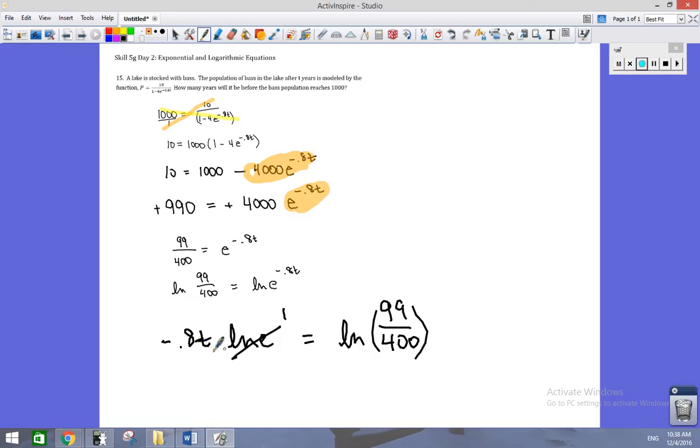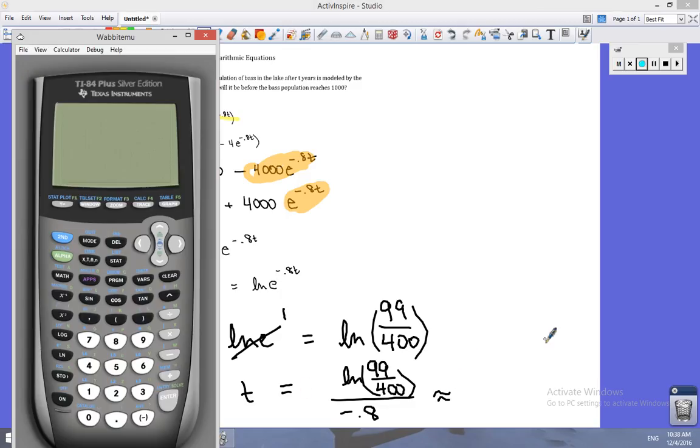Now, that's a bad looking t. I need to get that t by itself. It has two factors, so I need to divide both sides by negative 0.8. So I've got the natural log of this fraction divided by negative 0.8. Let's get an approximation for that. No one's going to like it if I give that as the number of years that it will take the lake to reach 1,000 bass: natural log of 99 over 400 divided by negative 0.8. They're going to look at me like, are you nuts?